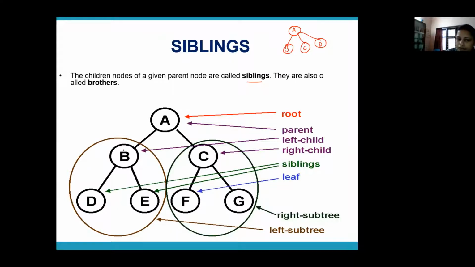So who is the left child of A? B. Who is the right child? C. Who is the left child of B? D. Who is the right child? E. Who all belong to the left subtree? B, D and E belong to the left subtree. Who all belong to the right subtree? C, F and G. Okay, so sibling means children of the same parent.